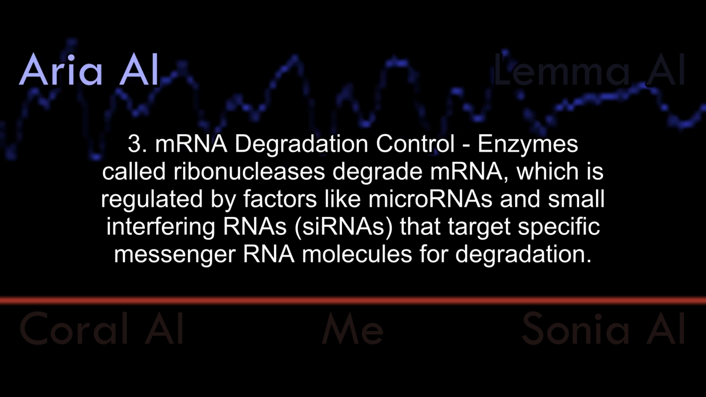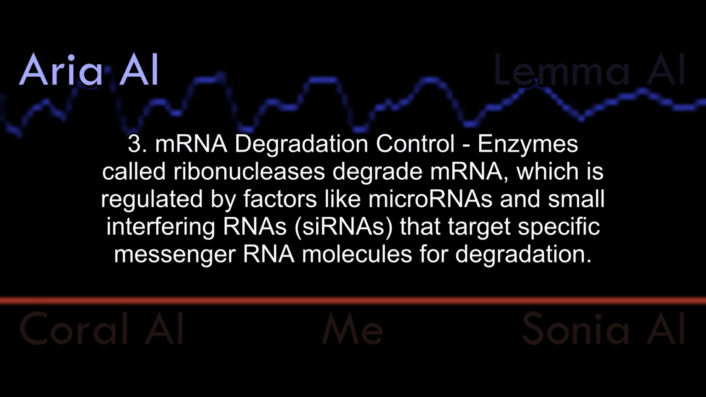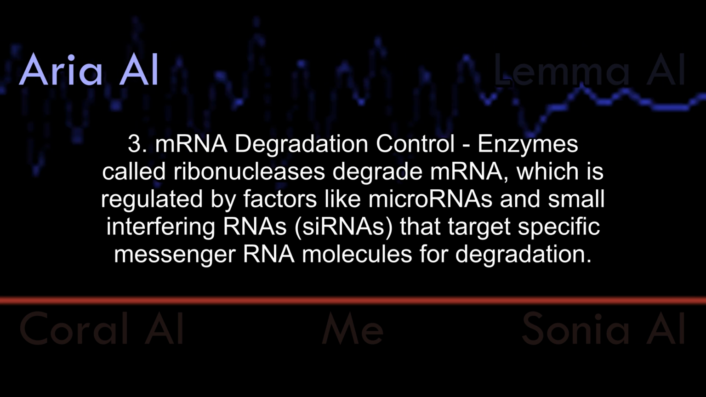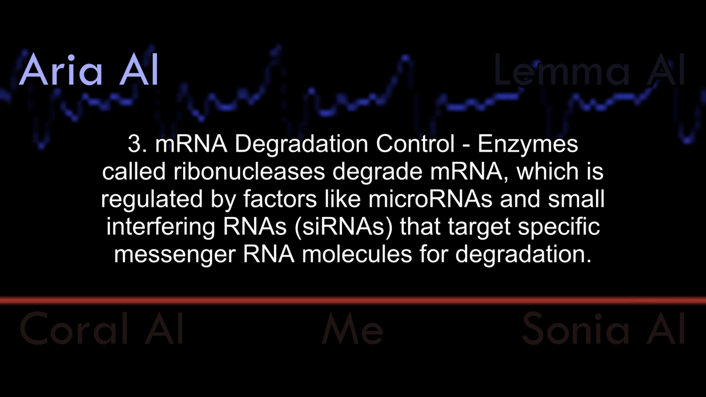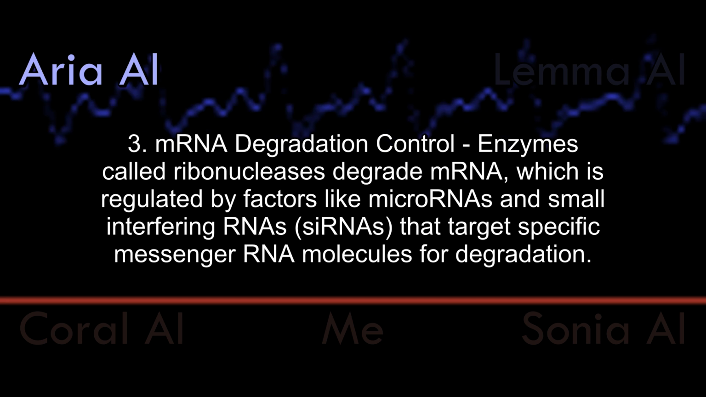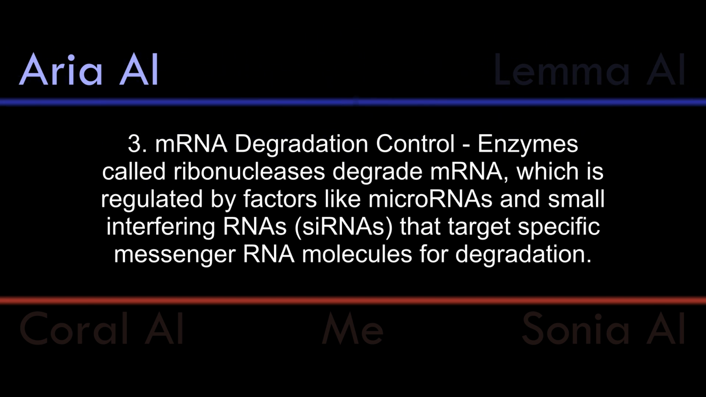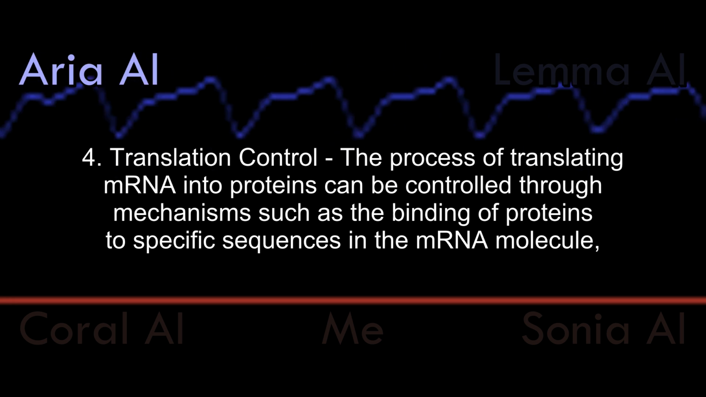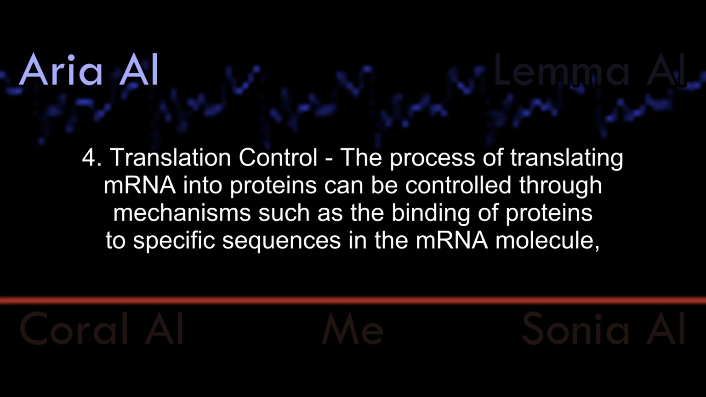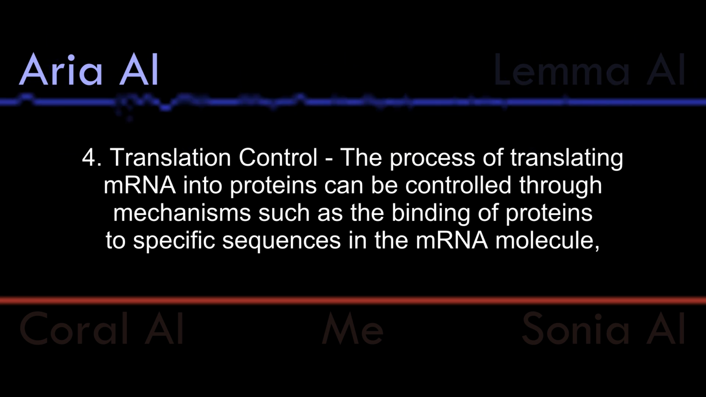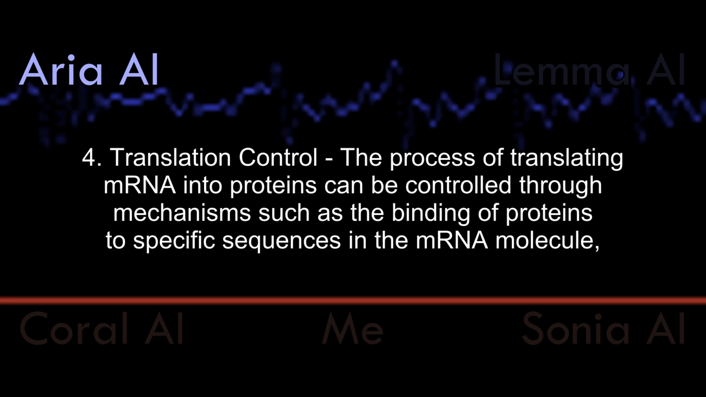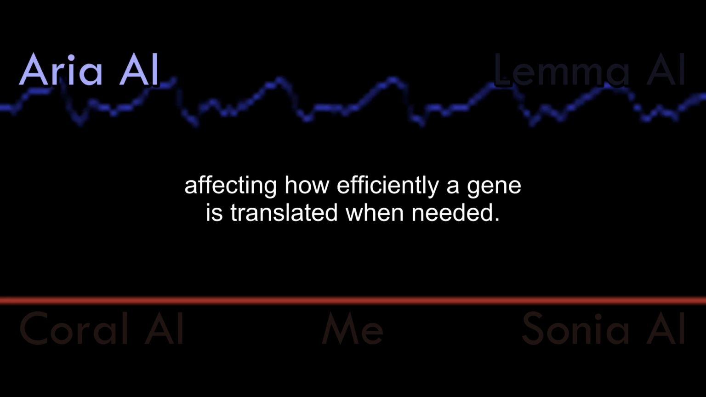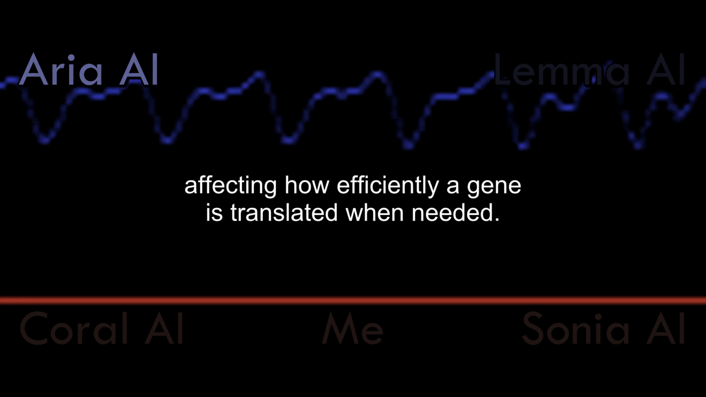3. mRNA degradation control. Enzymes called ribonucleases degrade mRNA, which is regulated by factors like microRNAs and small interfering RNAs that target specific messenger RNA molecules for degradation. 4. Translation control. The process of translating mRNA into proteins can be controlled through mechanisms such as the binding of proteins to specific sequences in the mRNA molecule, affecting how efficiently a gene is translated when needed.